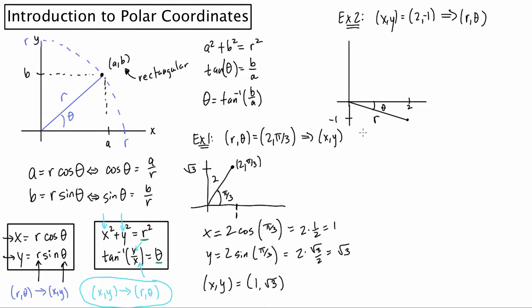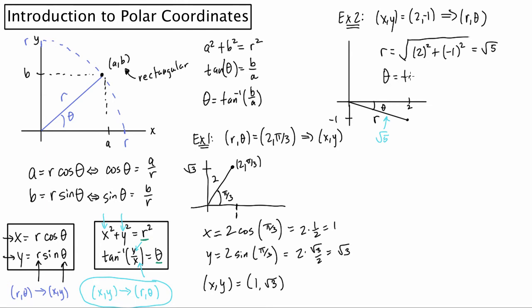Well, using the second boxed formula, we know that the radius is equal to the square root of x squared plus y squared. That's the square root of 4 plus 1, or the square root of 5. So I know immediately that the length of this radial element is square root of 5.